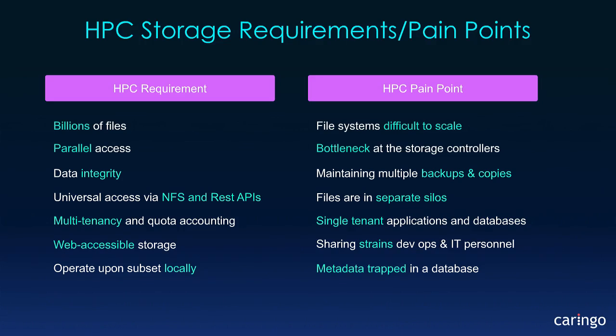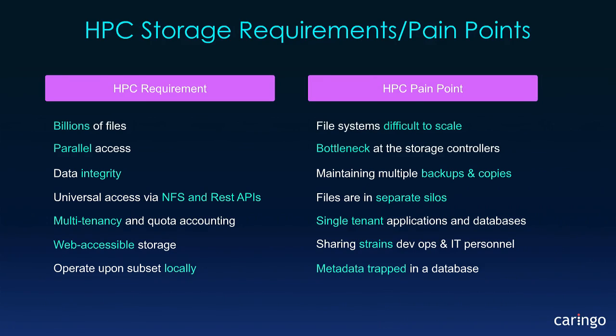So what are some of the pain points that your typical HPC storage solution provider runs into when attempting to address those needs with traditional filers? You'll find that file systems can be difficult to scale against the billions of files and parallel access requirements. You run into the typical issues such as inode restrictions and so on when you're dealing with very large numbers of files or objects.